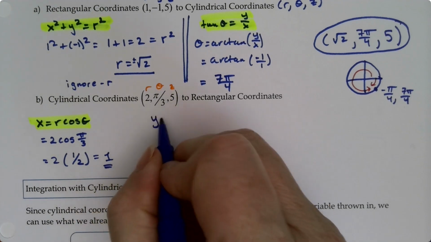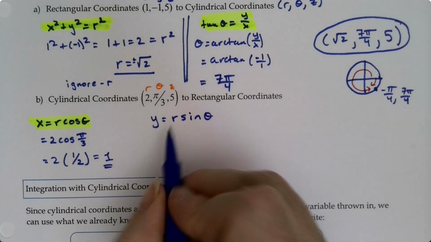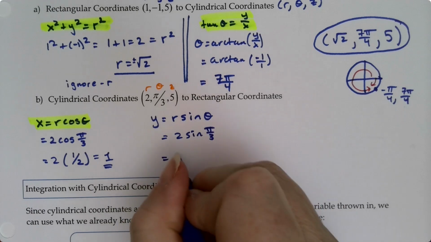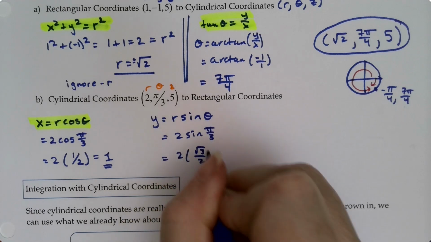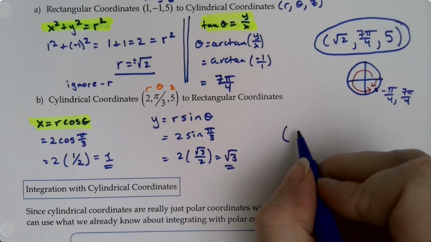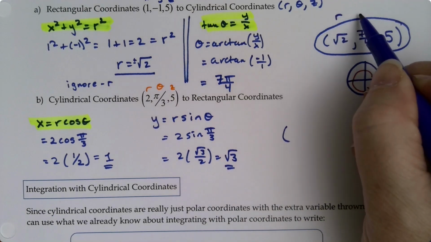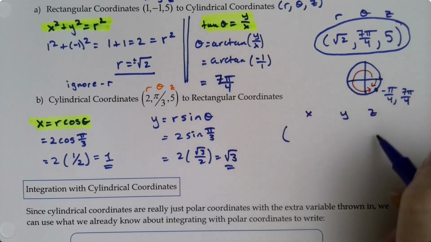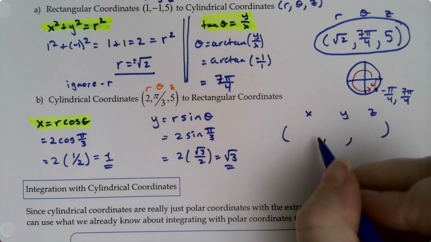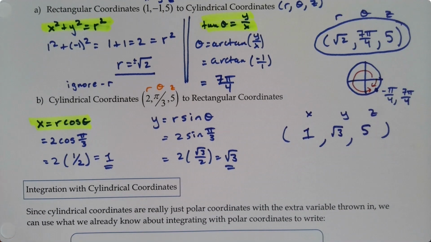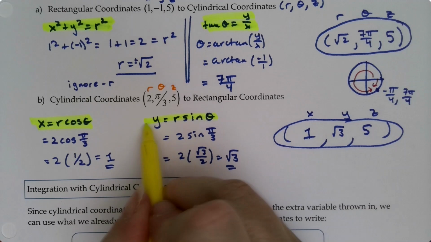And then I know y is r sine theta. So that would be 2 sine of pi over 3. So that's 2 times the square root of 3 over 2, which is the square root of 3. So, r theta z for that one. This one's going to be x y z. So x y z is 1, square root of 3, 5. That's our solution. Let me just highlight this. That's the formula we were using.